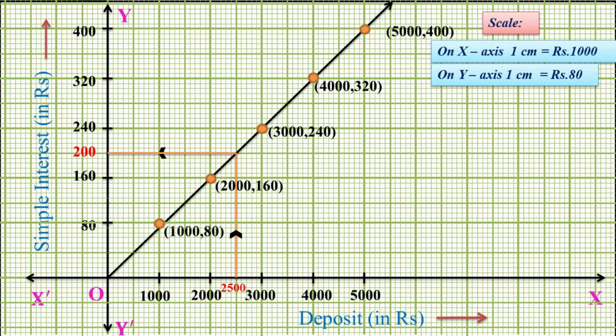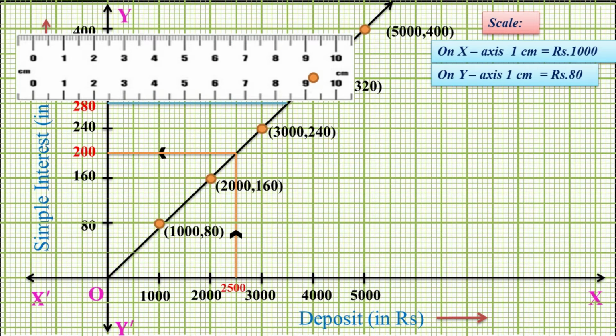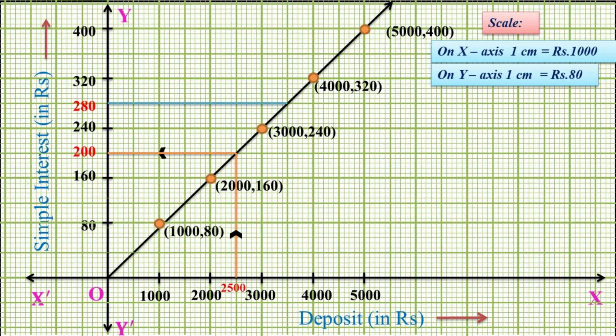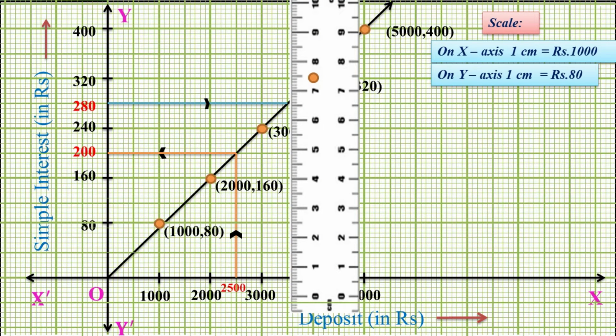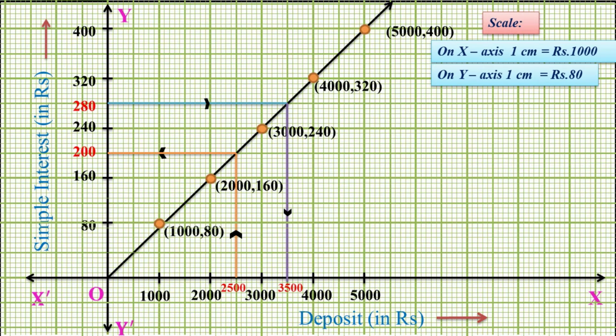Third question. To get an interest of rupees 280 per year, how much money should be deposited? First, we mark 280 on the y-axis. Locate the point between 240 and 320. Now draw a horizontal line. The line meets the linear graph. Now draw a vertical line. The line meets the x-axis at 3500. So, when the interest is rupees 280, then the deposit amount is rupees 3500.